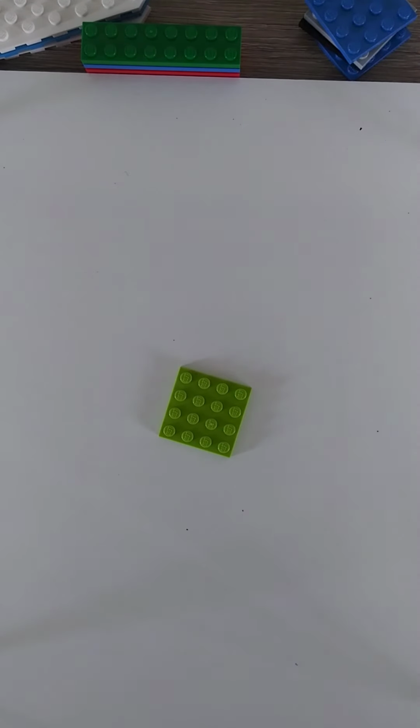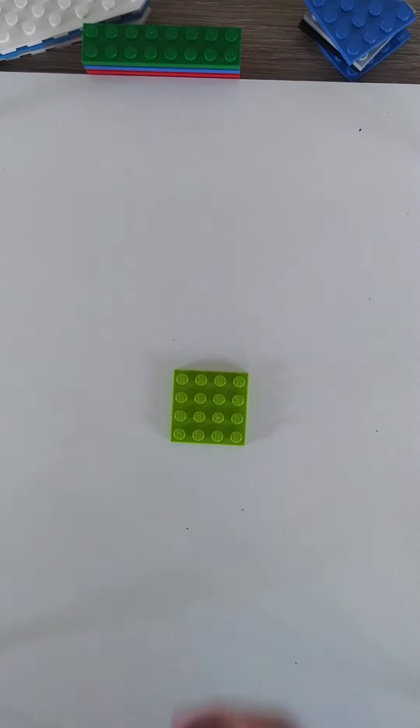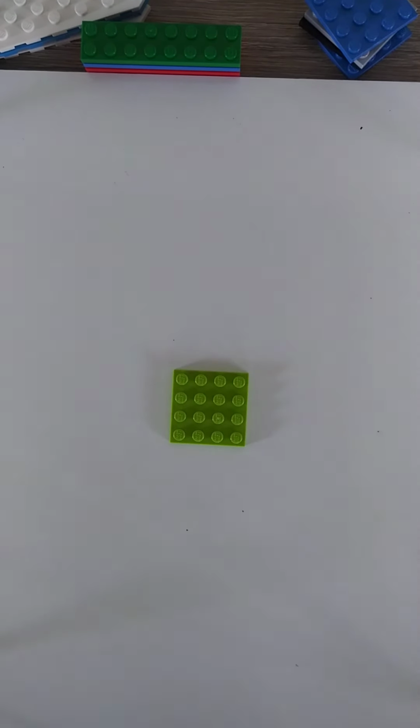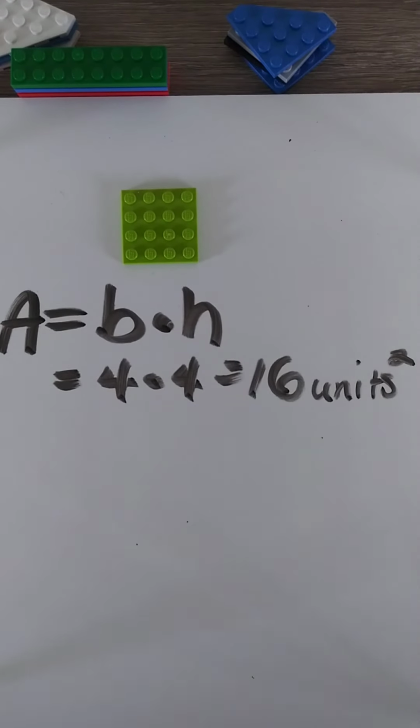The square is part of a group of quadrilaterals called parallelograms because it has two pairs of parallel sides. Parallel sides never cross. So if I asked you to do the area of this square, what would it be? I'm going to use the very convenient dots to be our units. So this is a 4x4 square, so it's 16 units squared.